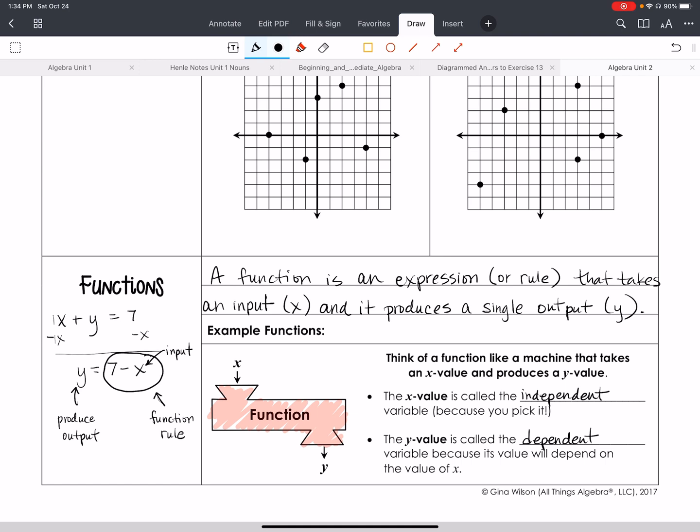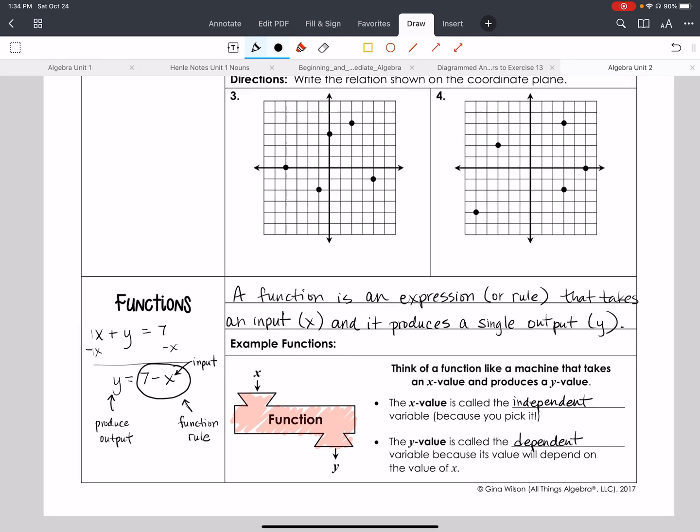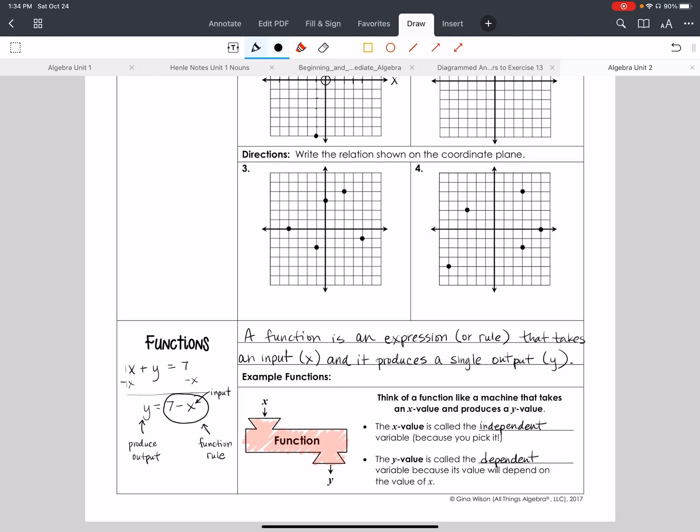Never going to happen. I can't put in a 3 and expect a 5 to pop out. I can't put in a 3 and expect a 1 to pop out. The rule is going to make it so that every input that I put in is only going to have a very particular output that comes out with. So we do have to be very careful about that when we think about functions. So we're going to practice right now just taking our function rule and putting in inputs and getting out outputs.